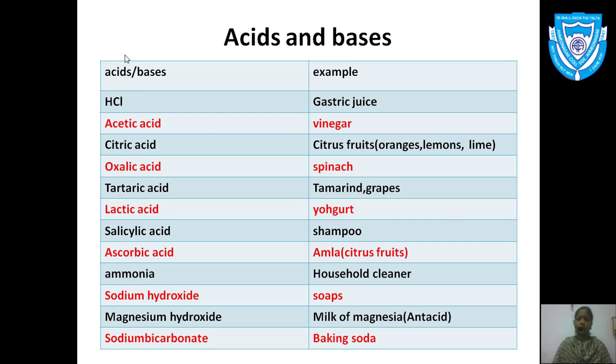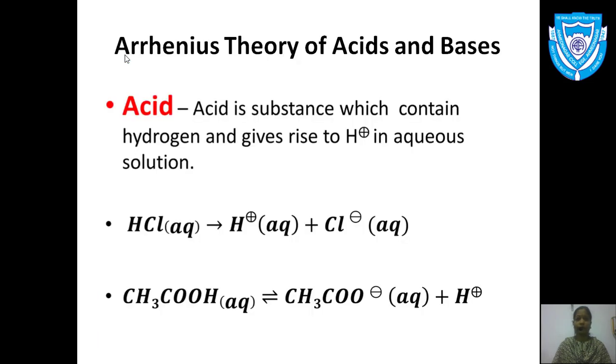Up till now you may have learned about the general properties of acids and bases and the classical theories of acids and bases. Now we are supposed to learn the conceptual theories of acids and bases. The very first theory was put forth by Arrhenius and is known as the Arrhenius theory of acids and bases. According to it, an acid is a substance which contains hydrogen and gives rise to H plus ion in an aqueous solution.